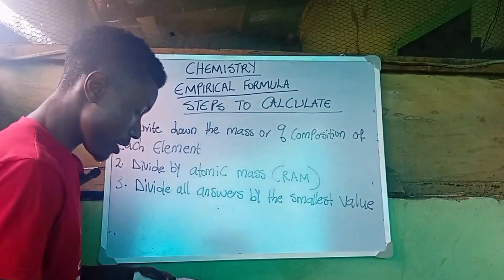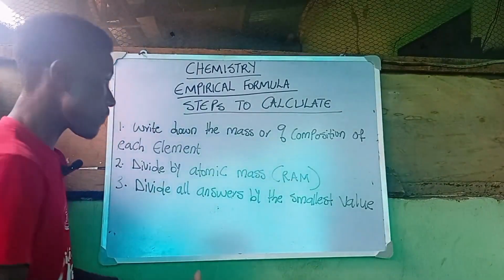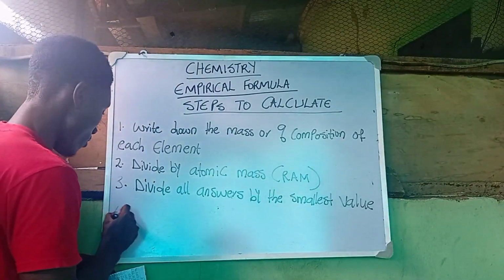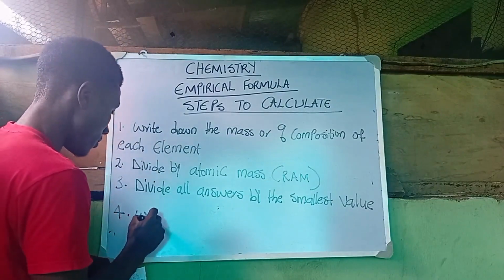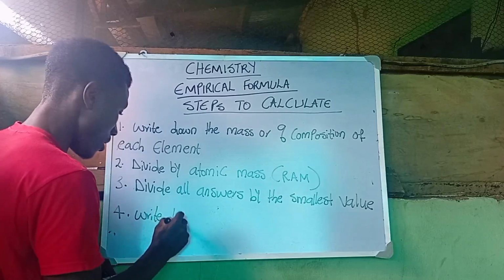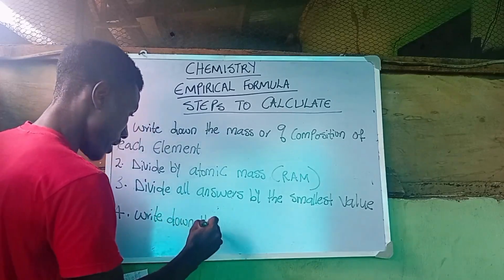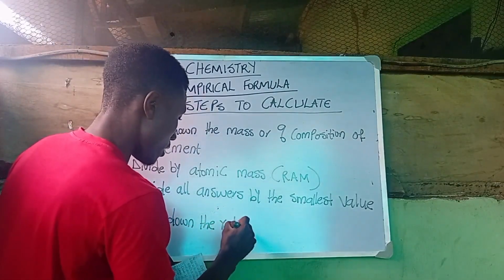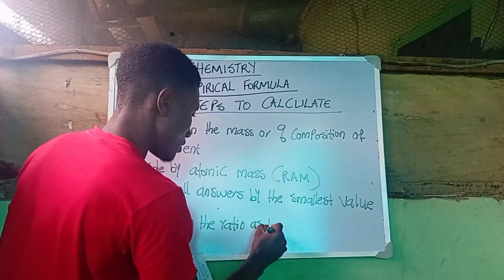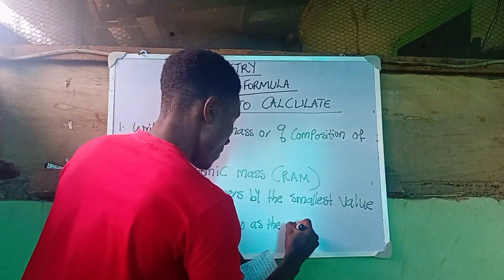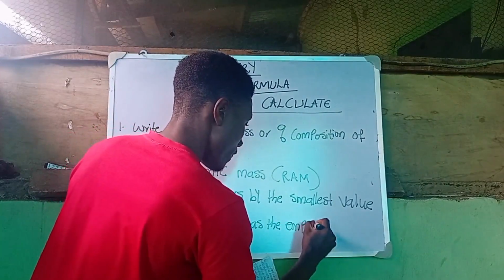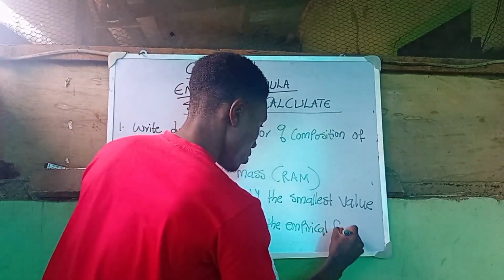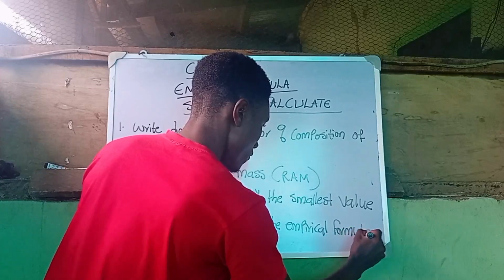And number four is that you write down the ratio as the empirical formula. So you say number four, you write down the ratio as the empirical formula.